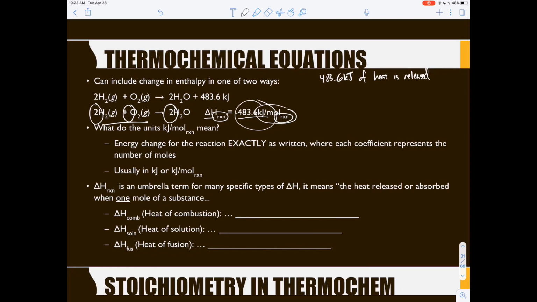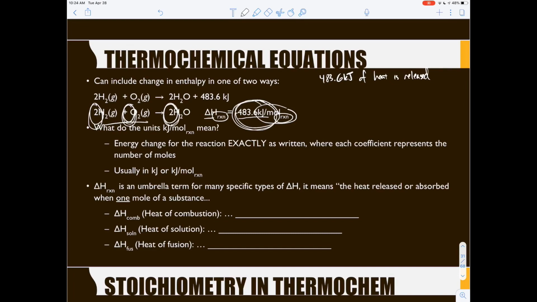483.6, I'm just going to say that again. This reaction could produce 10,000 kilojoules of heat if you had enough hydrogen and oxygen. We standardize the change in enthalpy as being the amount of heat released or absorbed when the coefficients represent moles. 2 moles of H2 and 1 mole of O2 create 2 moles of H2O.